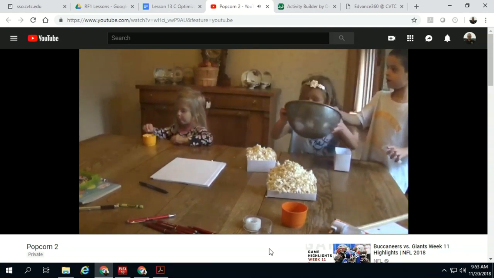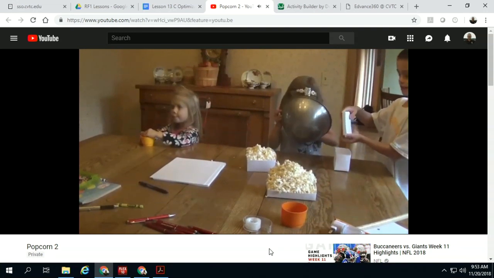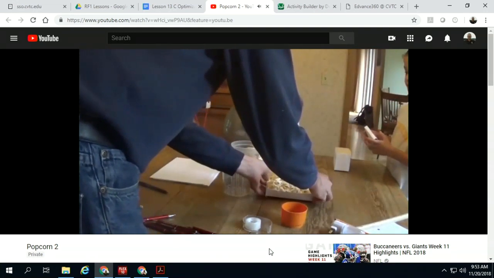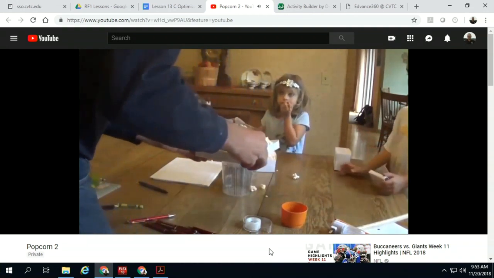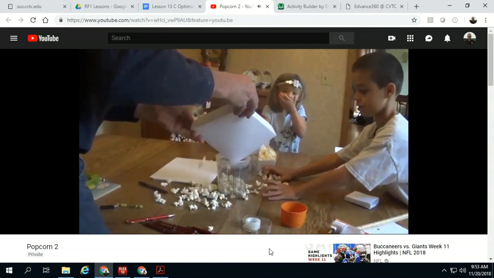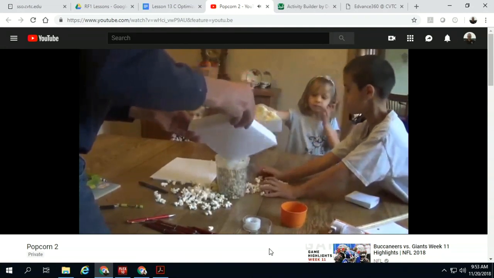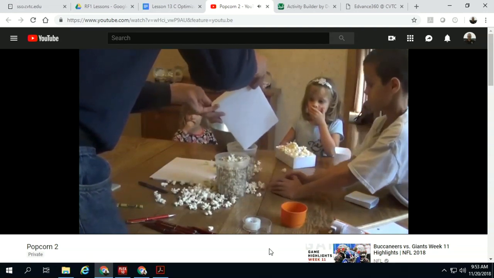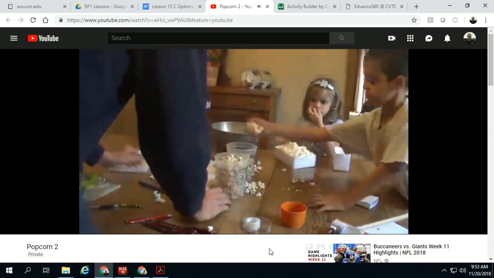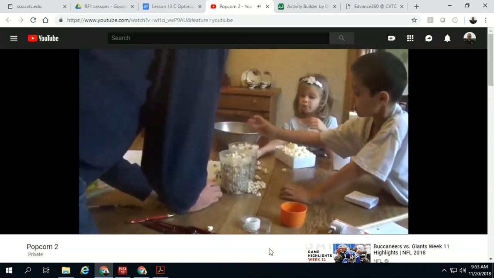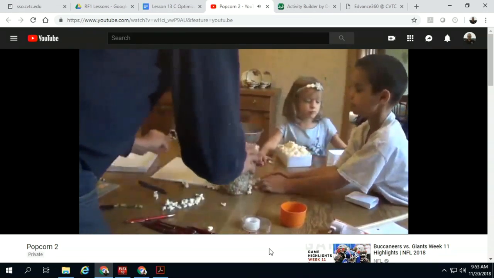So, did you get it? Can you put any more in this one? Do you think? Well, let's take the popcorn out of this one, and let's see how much popcorn it is. No, not that one, Zara. Just this one. So it's 1 bucket. Let's see if it's 2 buckets. Okay, well there's 1 bucket.